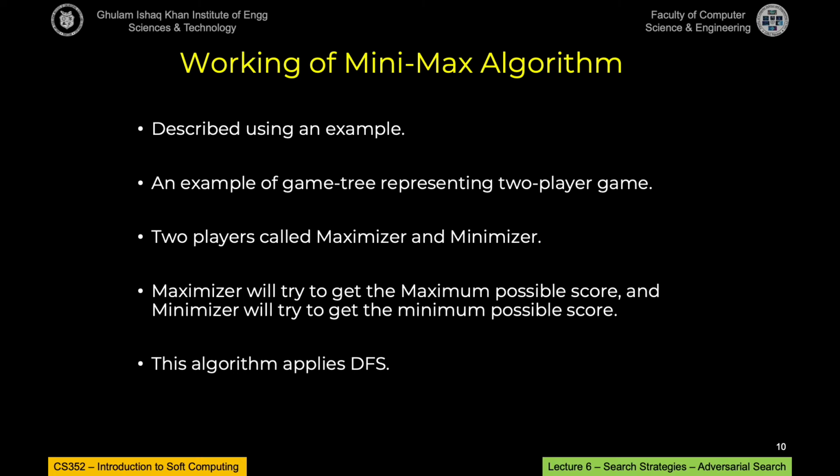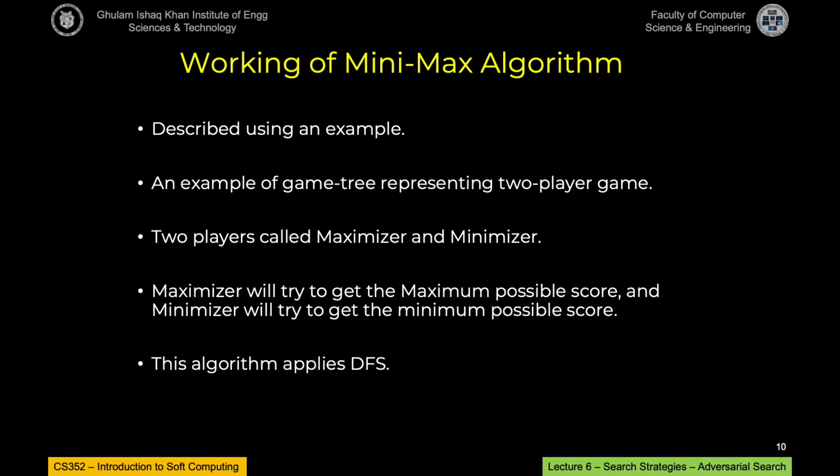The working of the Minimax algorithm can be easily described using the following example. Below, we have taken an example of a game tree which is representing the two-player game. In this example, there are two players. One is called maximizer and the other is called minimizer. The maximizer will try to get the maximum possible score and minimizer will try to get the minimal possible score.